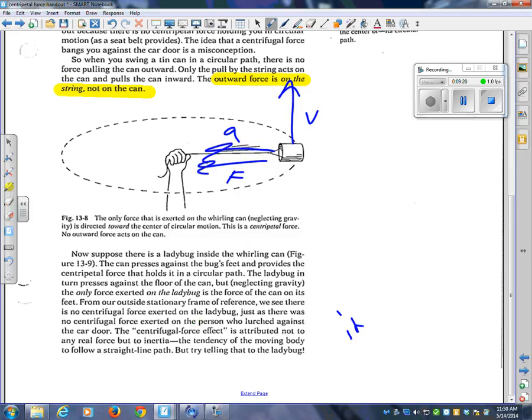It's inertia, right? It's the tendency of us to try to go in a straight line path, but there is an inward force on us that's not allowing that.